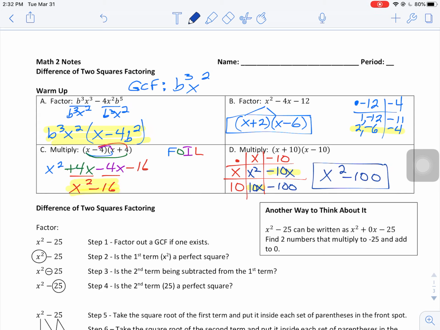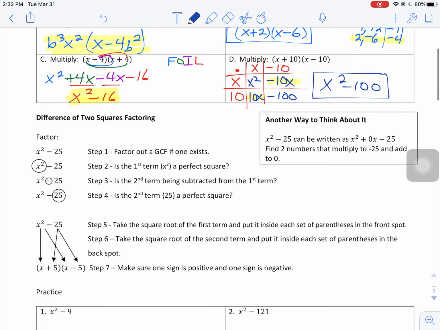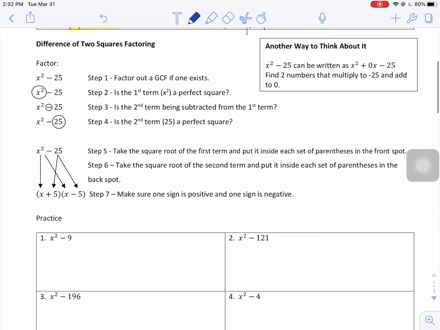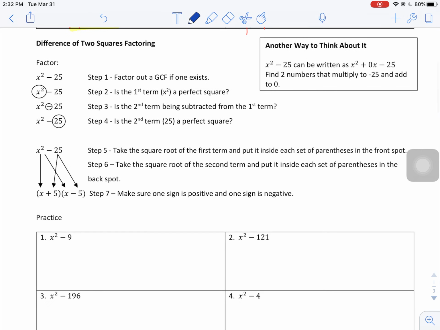So the new thing for today is called difference of two squares factoring, or sometimes you'll hear it called difference of two perfect squares factoring. So here are the steps you're going to go through. So step 1, you're going to factor out a greatest common factor if one exists. On this example problem of x squared minus 25, there is no GCF, so we can skip right over that step.